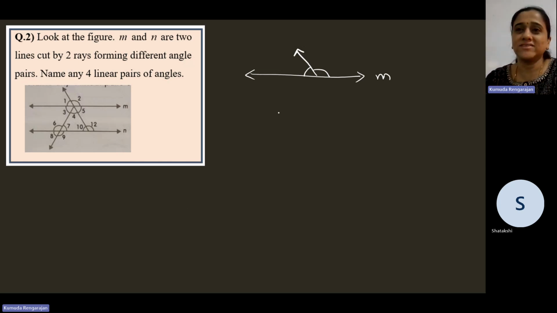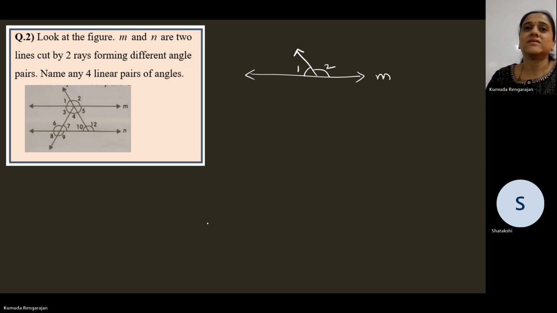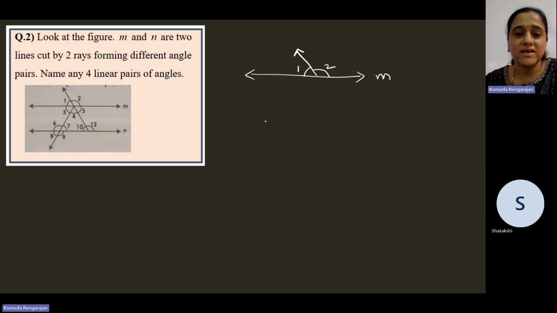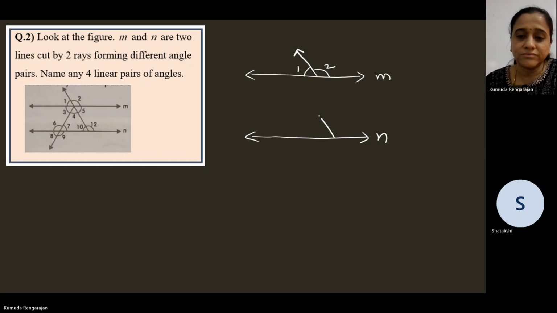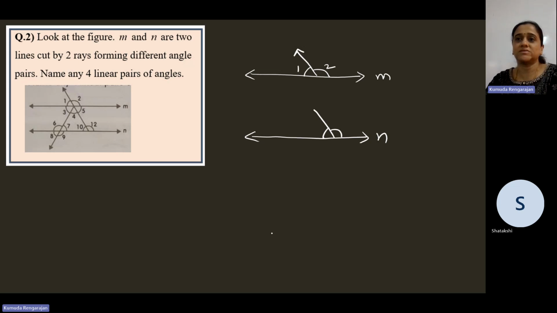Yes, Tanya, you should answer this. Tell me the numbers. 1 and 2. Okay. Your guess is right. You thought 1 and 2, so you're right. Then, let me take N line. N, okay. Tell me the numbers. Tell me the angles. 10 and 12. 10 and 12.